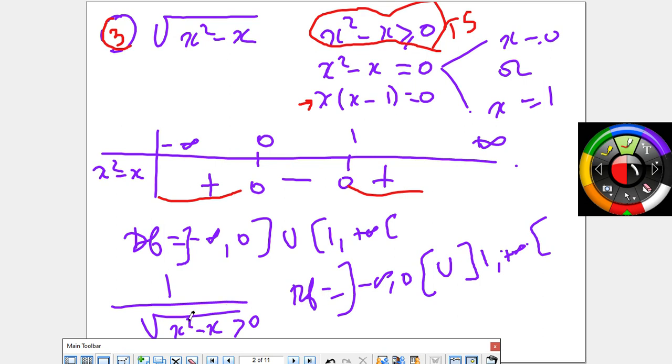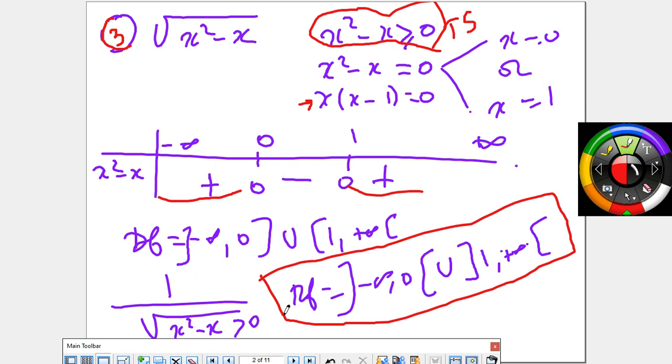But if you had 1 over radical x squared minus x, here it should be strictly positive. I'm not allowed to have equal to 0. So the domain will be without the boundaries. So it's open. It's not a closed domain. So the domain of this one has open boundaries because it's in the denominator. So if the radical is in the denominator, it's strictly positive. If the radical is alone, it's bigger or equal than 0.